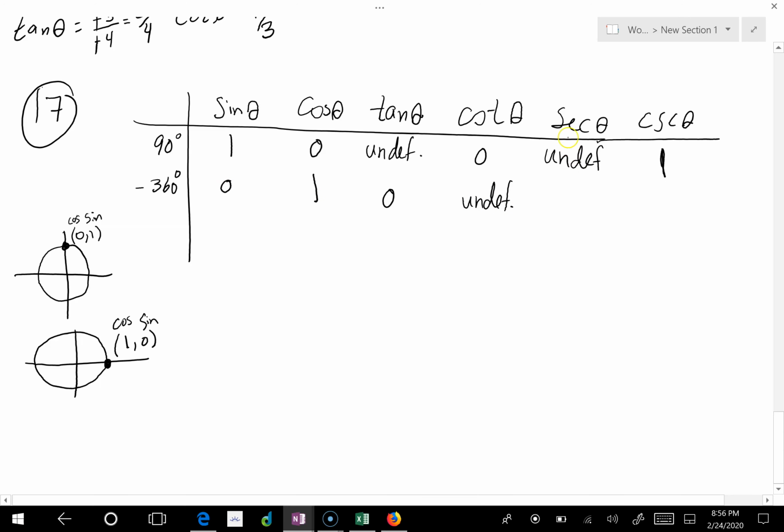Secant is the reciprocal of cosine. 1 over cosine is 1. Cosecant is 1 over sine, which is undefined in this case.